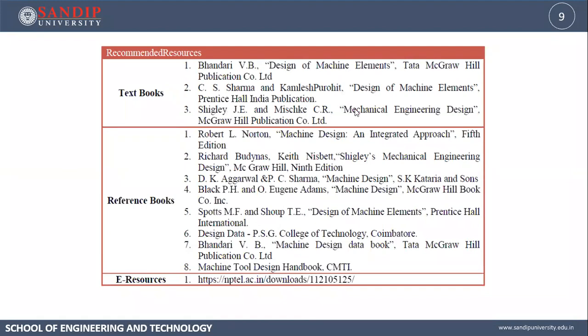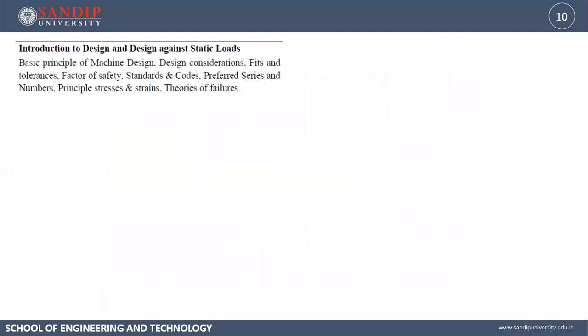Shigley, Mechanical Engineering Design. So I will try to share the soft copy of these two books, V.B. Bhandari and Shigley. And reference books are also there. If you want, you can refer to these books. They are available in our library, and there are a lot of e-materials available. So this is what we are going to study in machine design. This is how the term work is there.